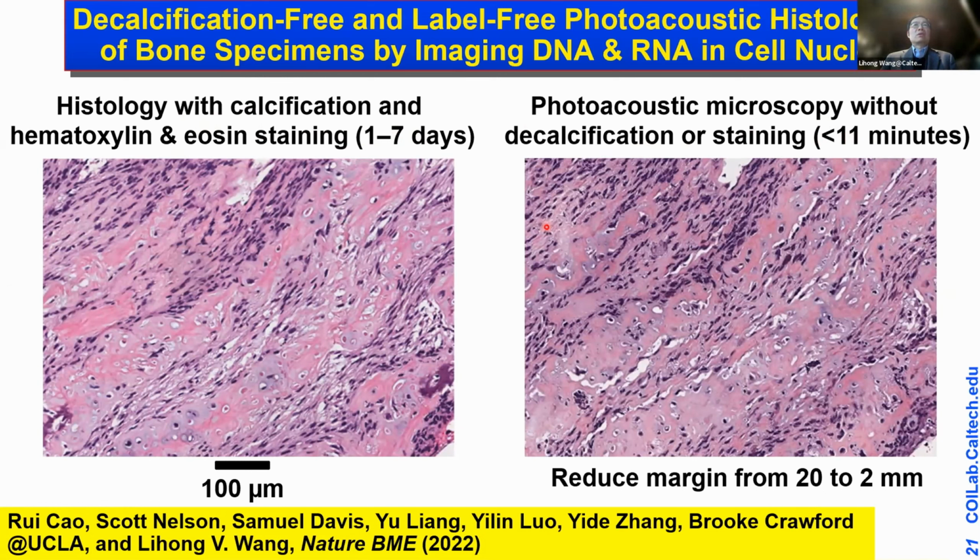You can see how closely we can mimic standard histology using our label-free technique. And we don't even have to prepare the sample because even with a rough surface, we can scan directly. Studies have found that if we can provide intraoperative guidance for bone surgery, we can reduce the margin from 20 to 2 millimeters. So we can save a lot of healthy bone tissues, especially because bones are so hard to regrow.